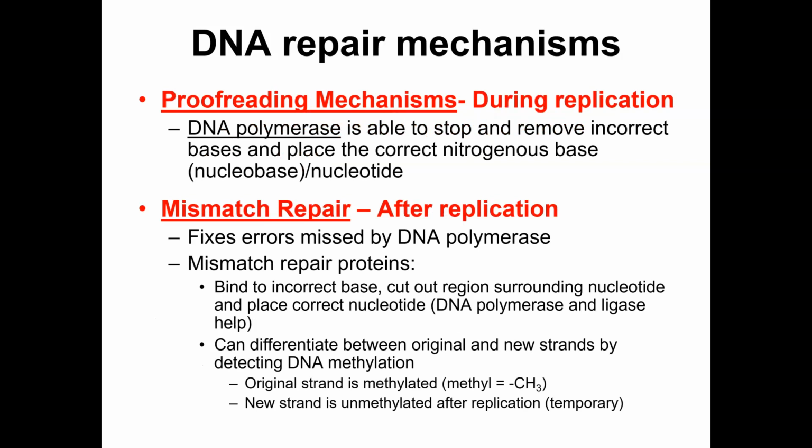All right, so first repair system occurs during replication. DNA polymerase proofreads its own work. Okay, this is why it only makes a mistake once in every billion nucleotides. It makes more, it just catches them before it leaves them behind. Now, what if it does leave a mistake behind? Okay, who's going to clean up that mess? That is the mismatch repair system.